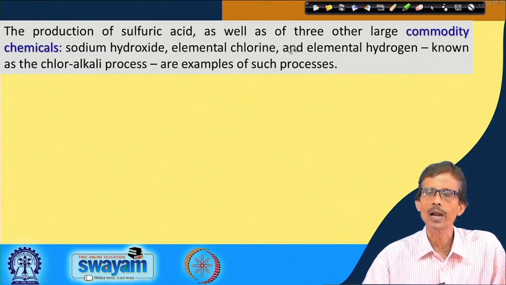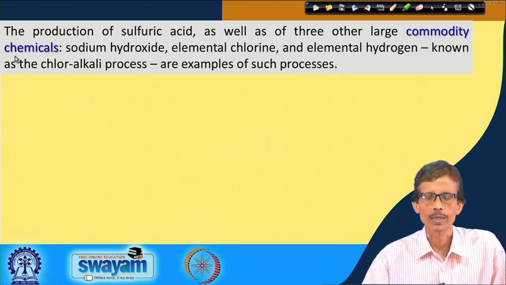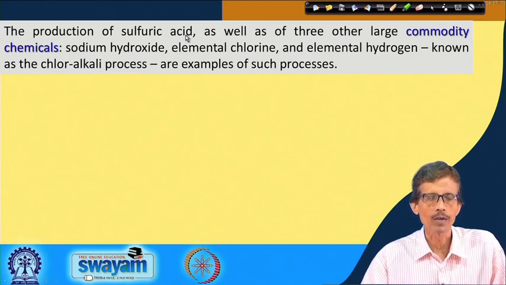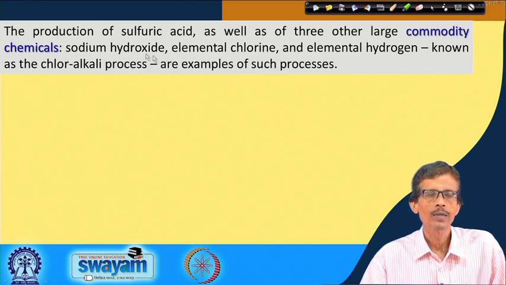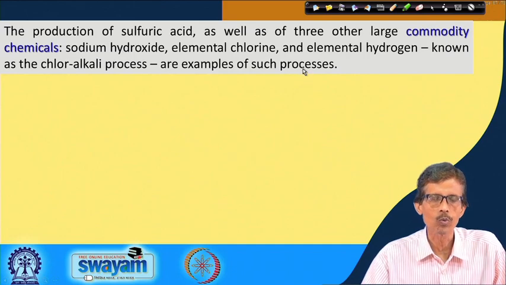Now, we can consider another terminology, which we use as commodity chemicals. Apart from sulfuric acid, these commodity chemicals include sodium hydroxide, elemental chlorine and elemental hydrogen. The chlor-alkali process is an example of such processes where we can utilize water.